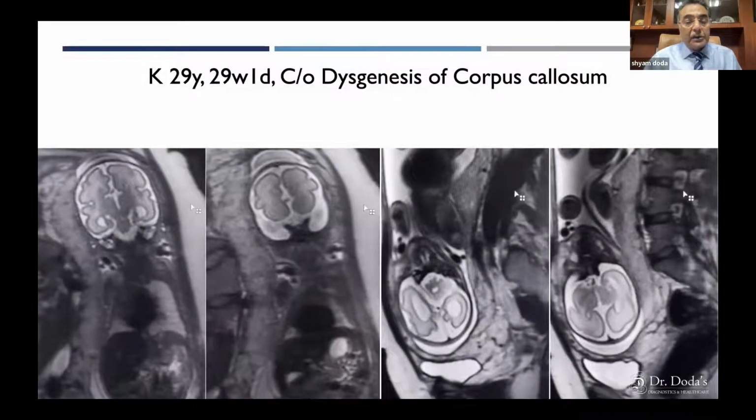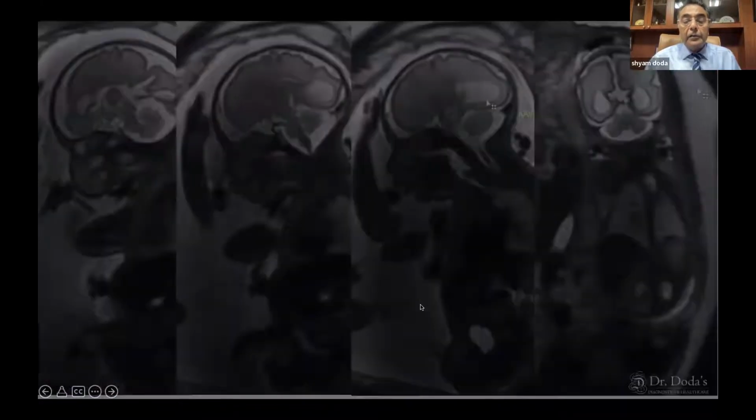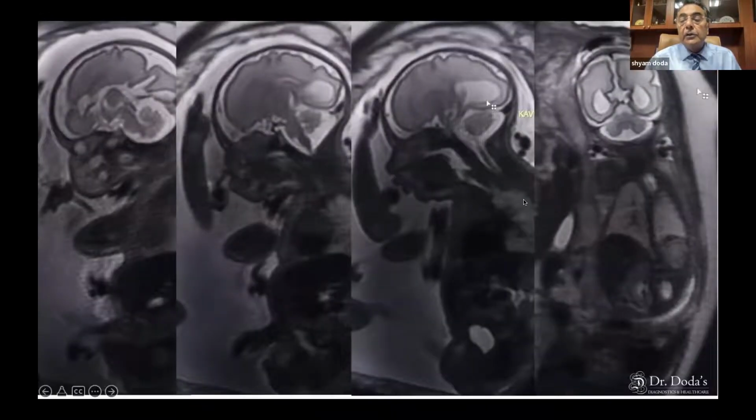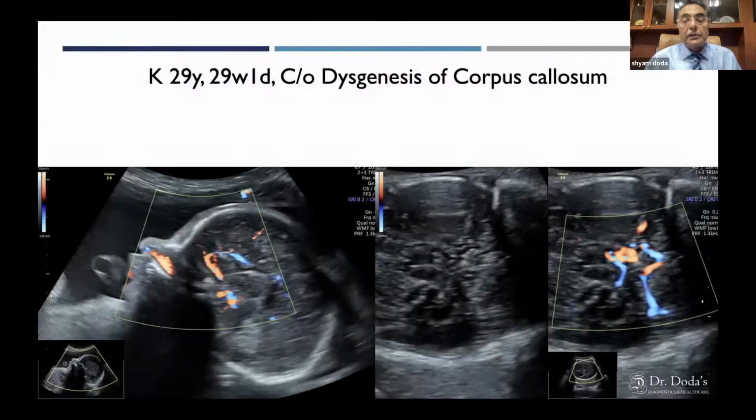Another case with similar findings, you can see the ventricles are dilated, and you can see teardrop kind of occipital horns here, and the ventricles are apart, and you are not able to see the corpus callosum here. So this is a classical appearance of dysgenesis of corpus callosum.